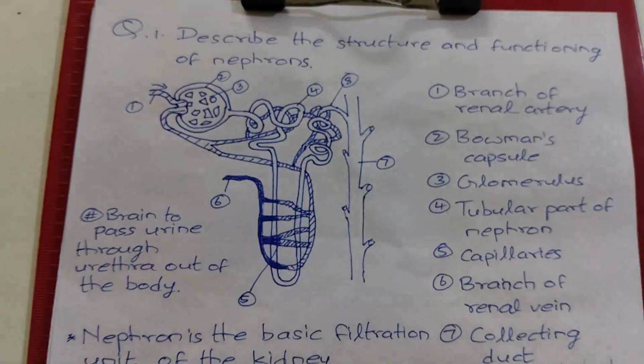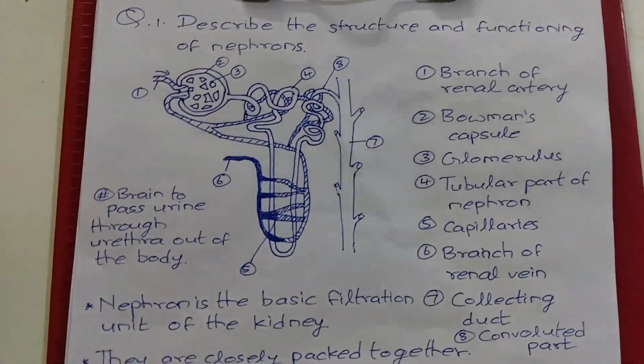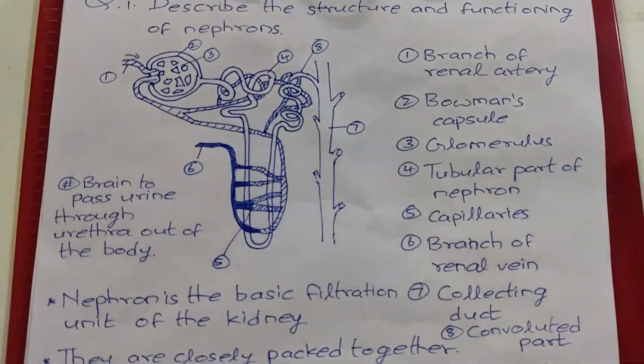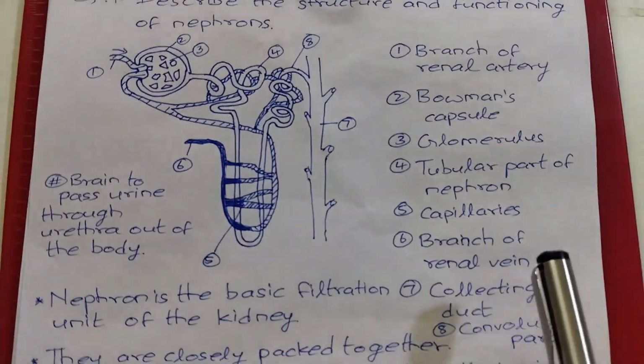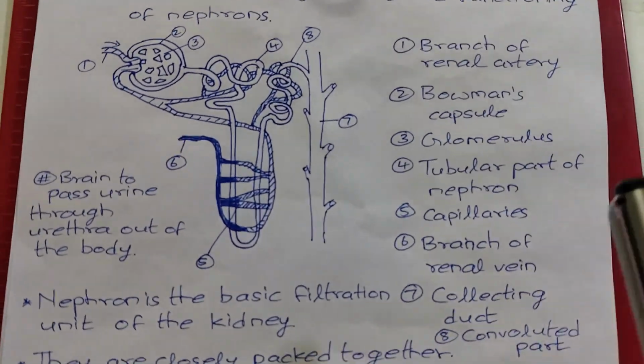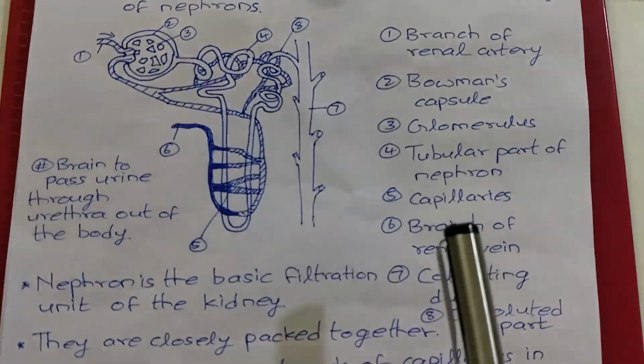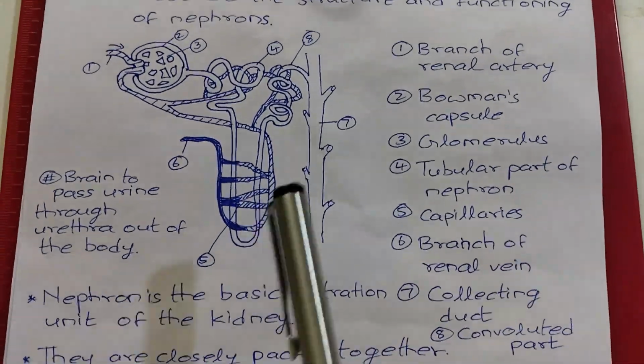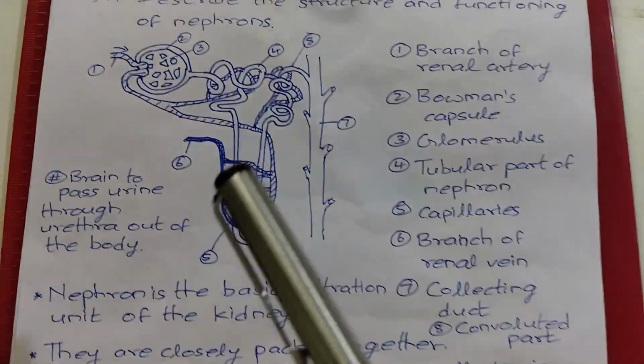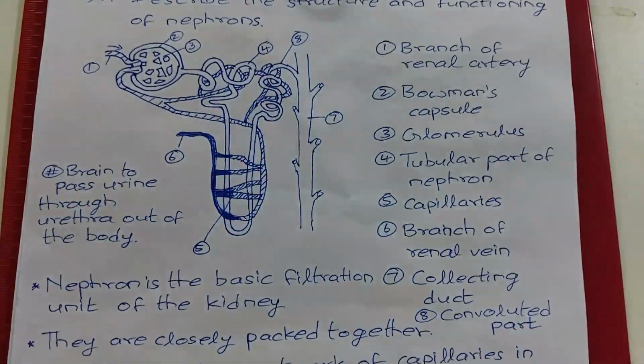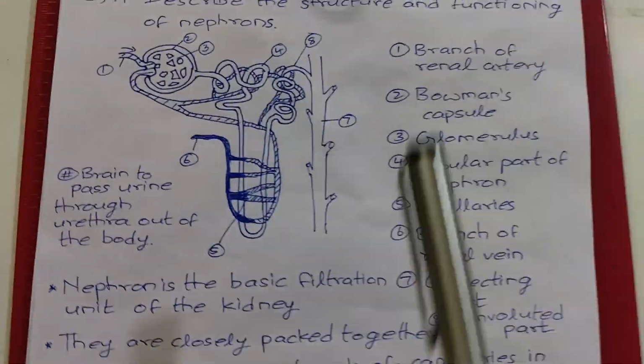Thank you. Of course, another point being the branch of the renal vein. Vein is a blood vessel that carries blood back to the heart. So the branch of renal vein carries the filtered, purified blood back towards the heart, away from the kidneys.